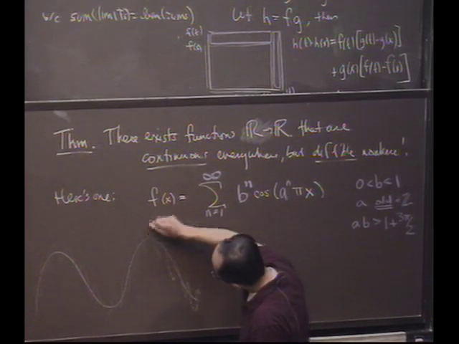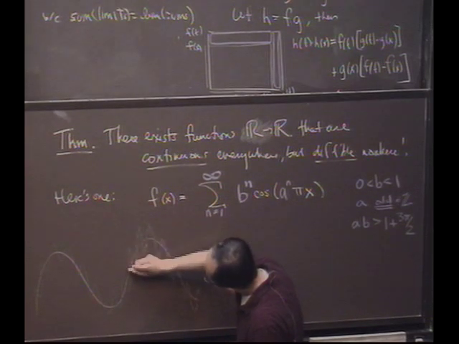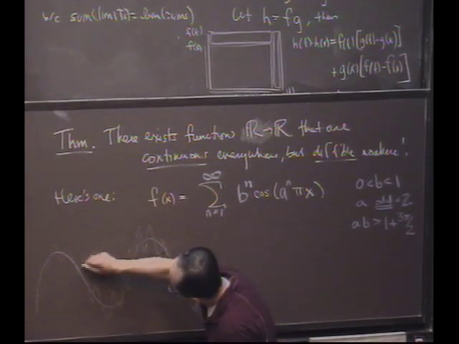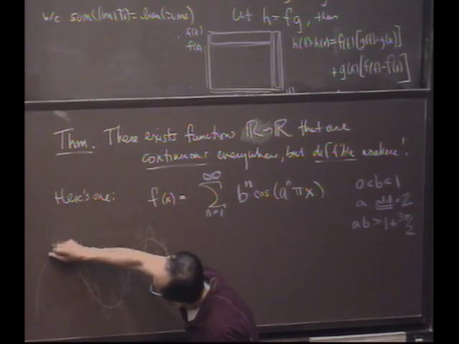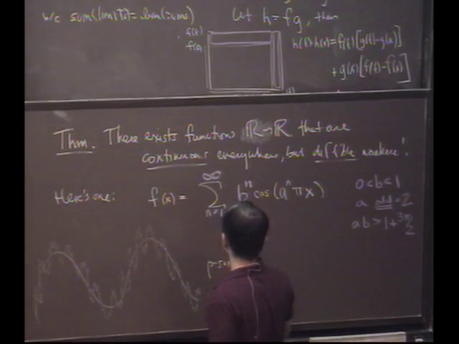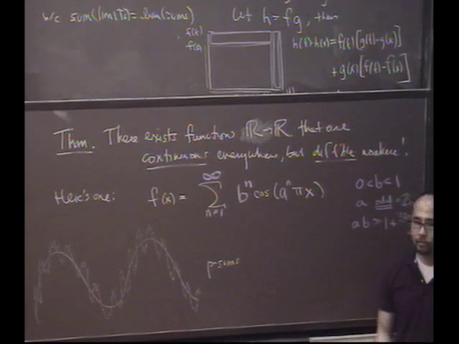What you're drawing is what it looks like after you sum the first three terms. I'm showing you the partial sums of this sum of continuous functions, okay?